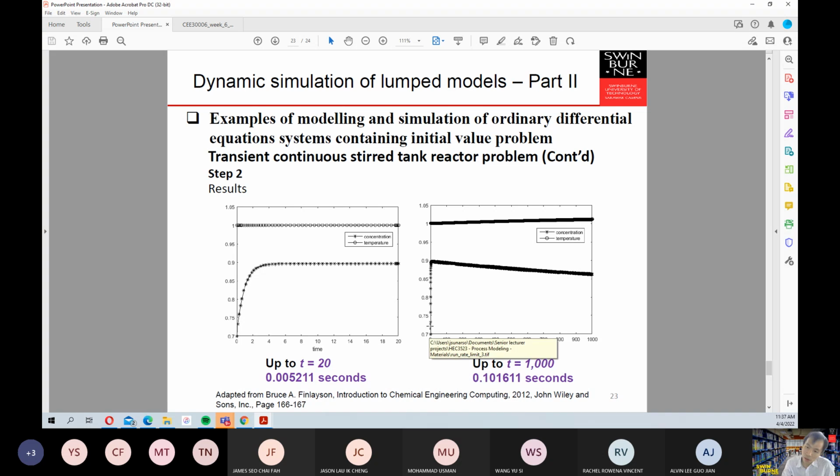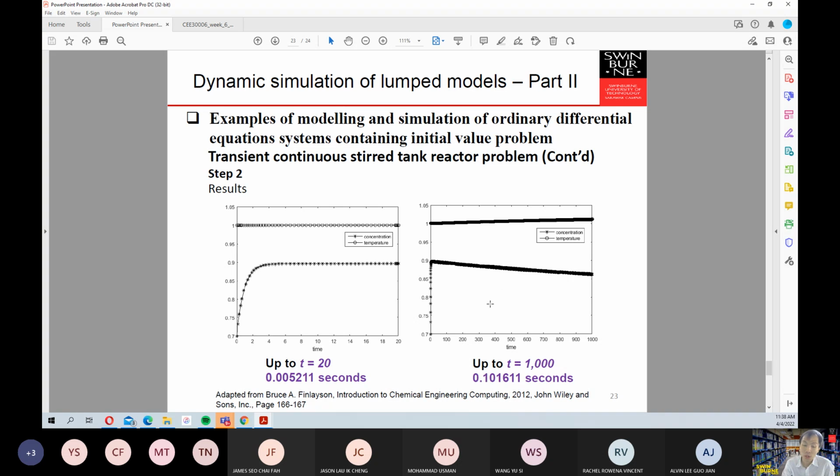You see something that is a bit changing in the behavior. Now your concentration seems to go down and your temperature seems to go up, which you cannot observe when you are dealing with up to 20 seconds. You can only see it when it's long enough, up to 1000 seconds. Something comes a bit weird, because when you increase it from 20 to 1000, you increase the computational time by 2 orders of magnitude, from 0.005 to 0.1.